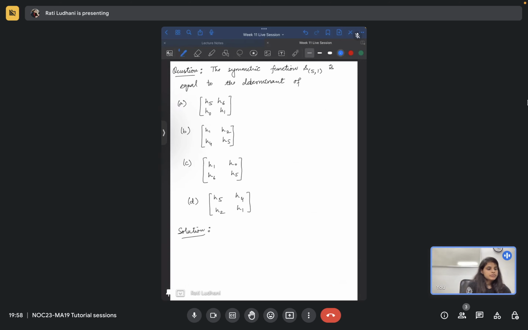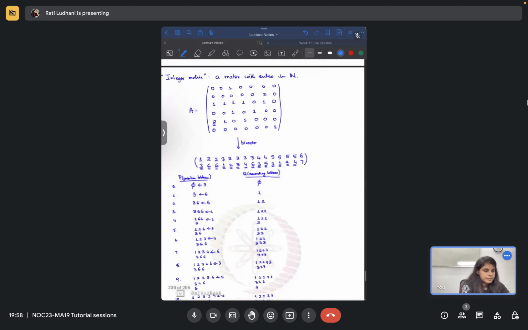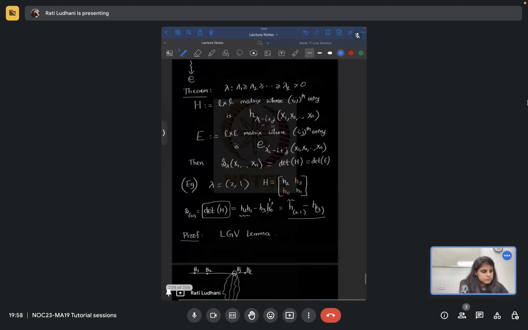The symmetric function s5,1 is equal to the determinant of which matrix? This is related to the explanation by the LGV lemma, so I can recall the solution. So you have this one.